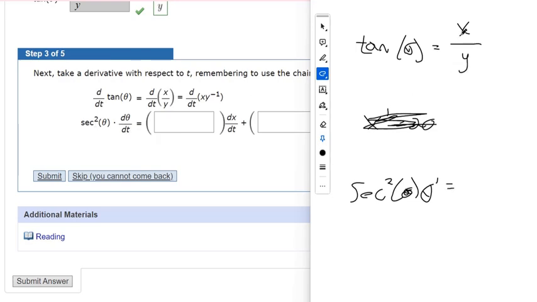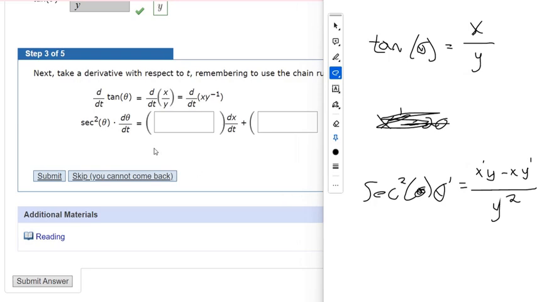This part needs the quotient rule because it's an x and a y, but we're taking a derivative with respect to time. So the quotient rule says this is the derivative of the top times the bottom kept the same, subtracted by the top times the derivative of the bottom, all over the bottom squared. So that's what they want in these boxes.